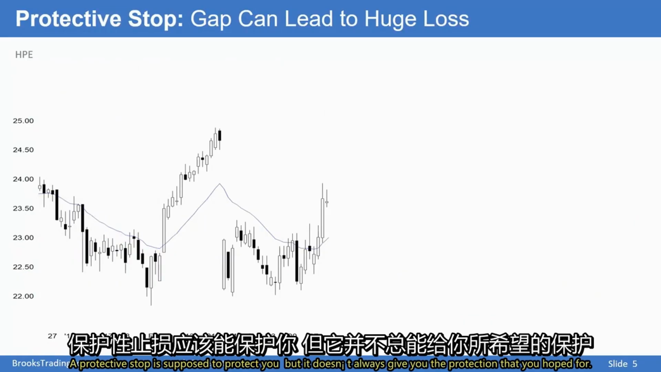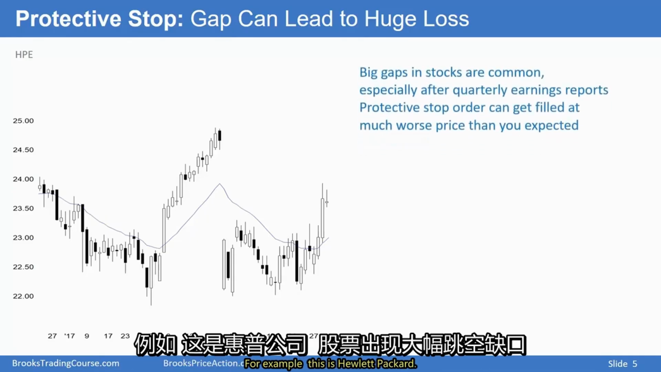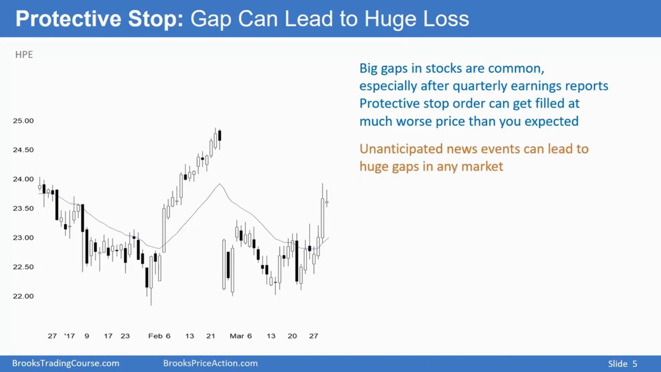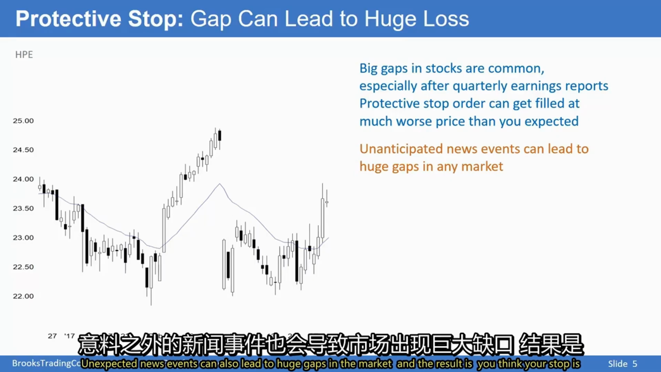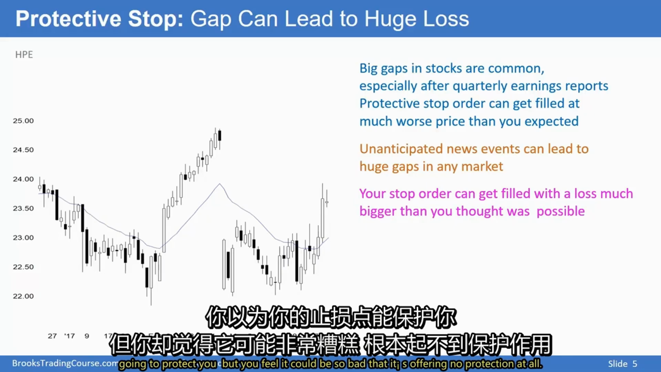A protective stop is supposed to protect you, but it doesn't always give you the protection that you hoped. For example, this is Hewlett-Packard. Big gaps in stocks are common, especially after earnings reports, and a protective stop can get filled at a much worse price than you ever expected. Unexpected news events can also lead to huge gaps in the market. And the result is you think your stop is going to protect you, but your fill could be so bad that it's offering no protection at all.